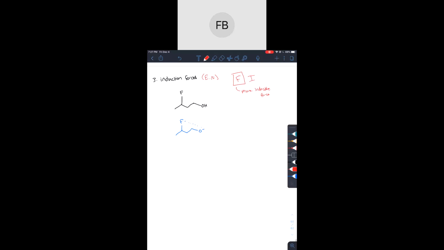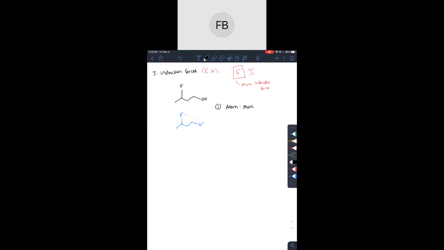Next, I'm just going to give a few more examples of this. This is the one thing to note about induction forces. Now, induction forces, you need to watch out for number one, the atom, where you want it to be more electronegative. All right. And the second thing to look at is location.